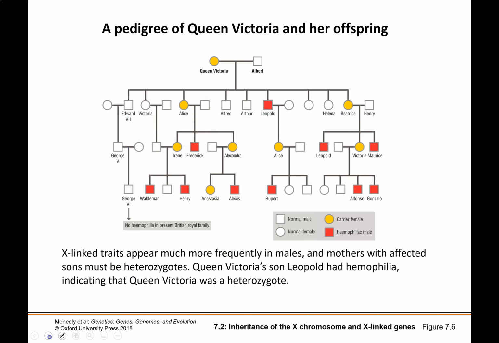So let's look at a couple of different pedigrees. This is the hemophilia pedigree for Queen Victoria. I mentioned that at the end of the last video. Queen Victoria is thought to have been a carrier. So carriers are denoted with yellow circles here, because her father had hemophilia. And then again, because there was a lot of inbreeding within the European royal families, you can see one here.